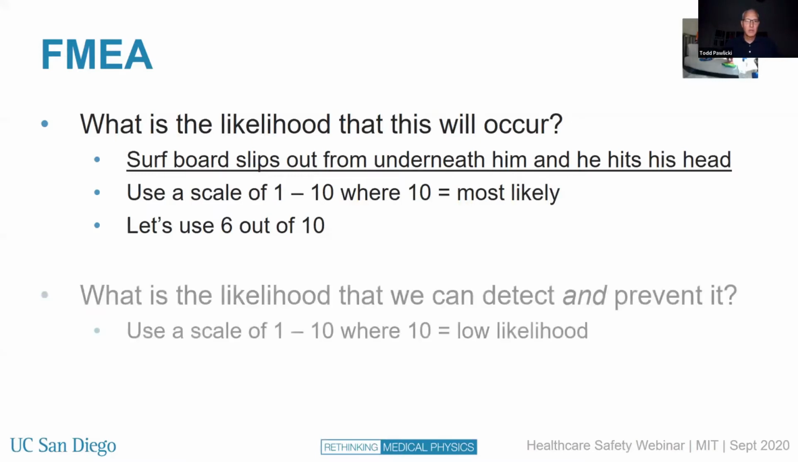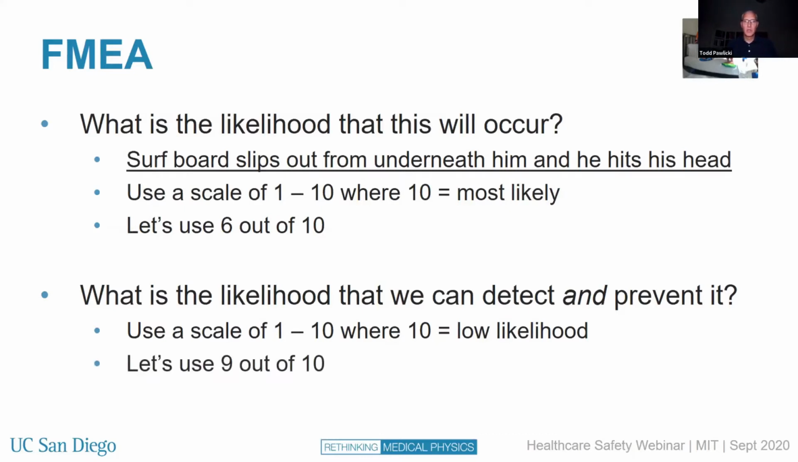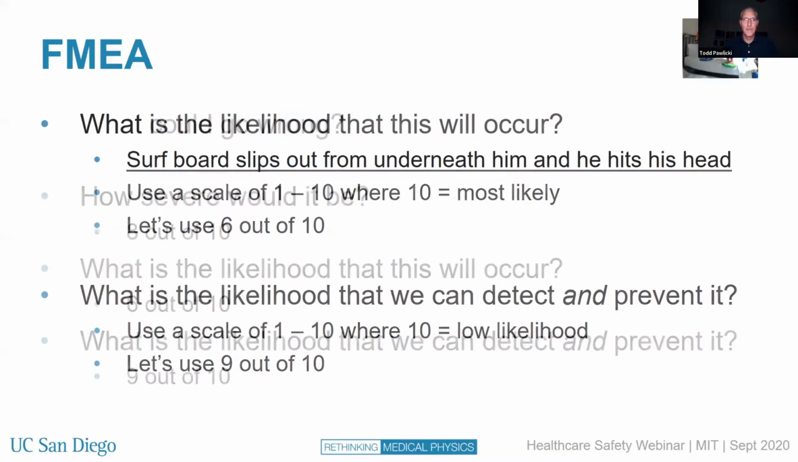And the last question we ask ourselves: what is the likelihood that we can detect and prevent this from happening, where 10 is a very low likelihood that we can detect and prevent it. Seeing where the parent or guardian is standing from where they took this picture, there's probably not a very good chance that even if they saw the boys falling and hit their head, that they could actually stop it from happening. So we're going to say it's a relatively low likelihood, which means a high number. We'll give it a 9 out of 10.